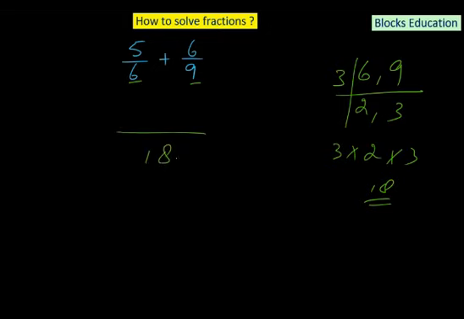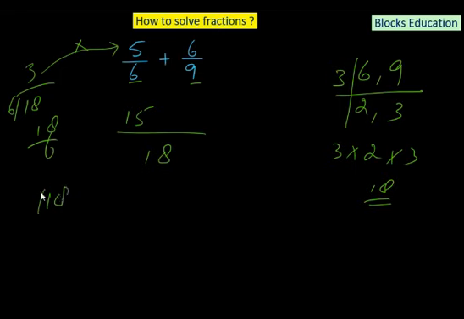Now next step, 18 divided by 6, which is 3. Let me show what I'm doing. Keep 18 inside, divide with the 6. 6 3s are 18, remainder 0. The answer is 3. Multiply this answer with the numerator of 6, so 5 3s are 15. Now divide 18 with the other denominator, 18 inside, 9 outside, 9 2s are 18. So 2 is the answer. Multiply the 2 with the numerator of 9, so 6 2s are 12, and the plus stays as it is, and 12 plus 15 is 27. So this is 27 over 18.